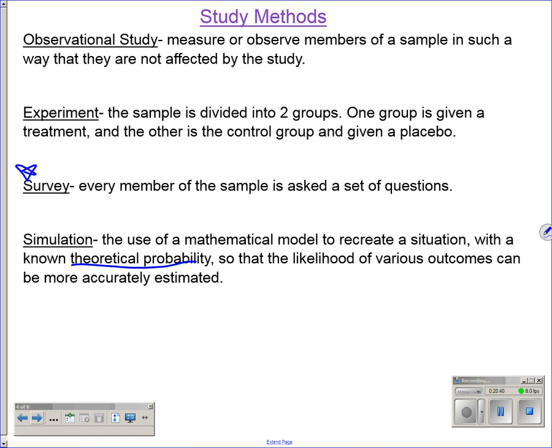All right. Questions on that? Questions on sampling or study methods? Any of these definitions?